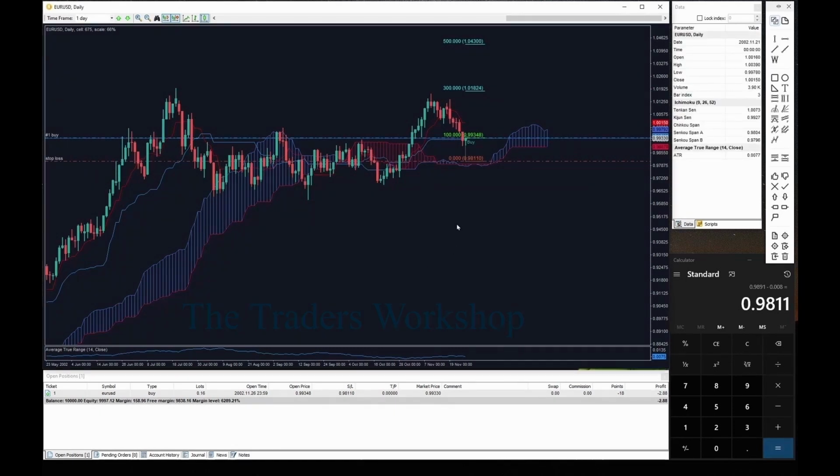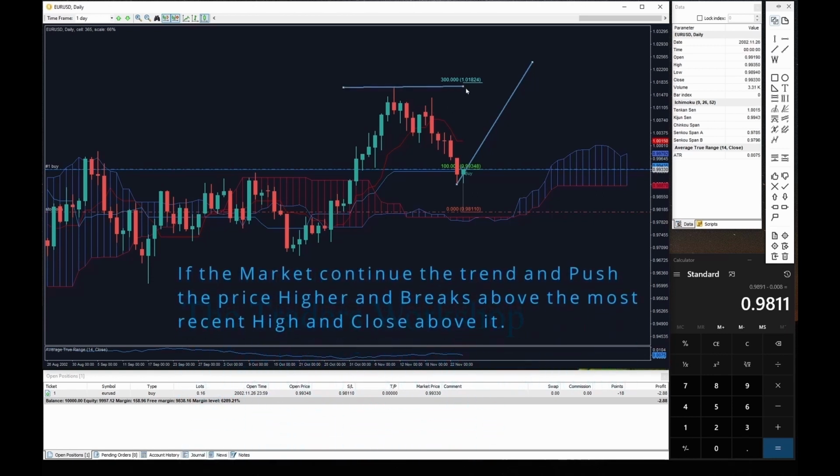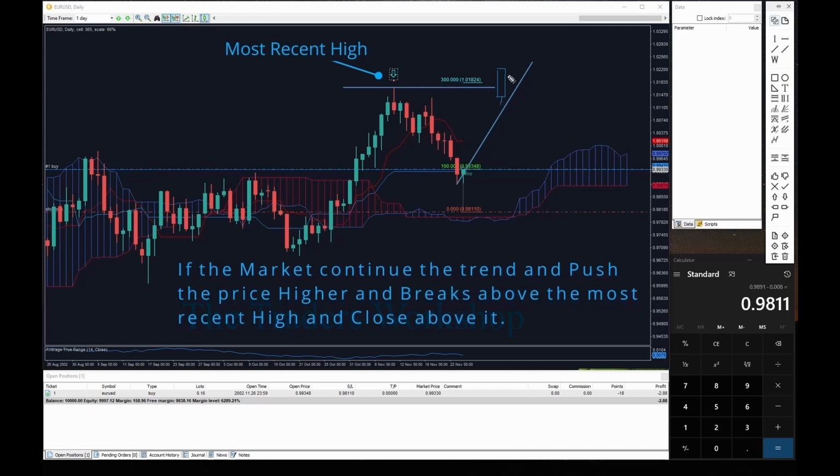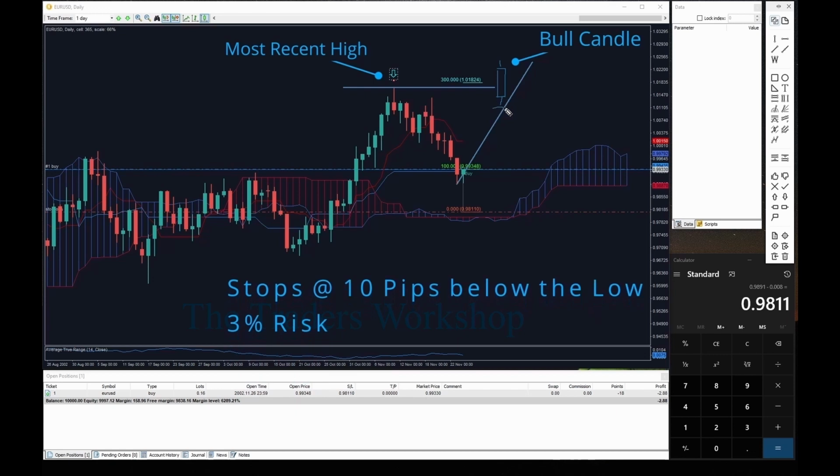Let me just zoom back in. This is what we need to see, and what we will do. If the market goes in our favor, pushes the price up, breaks the most recent high, and closes above it with a strong bull candle. This strong bull candle should close above this high. We will add to our position with a very small stop, just 10 pips below the low of that candle, but this time with a bigger position size of 3% of our equity.